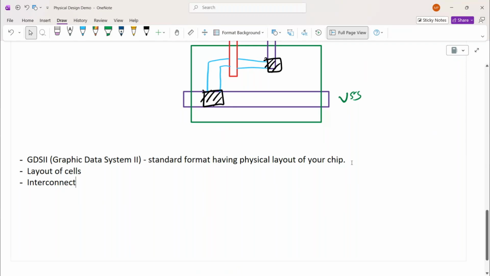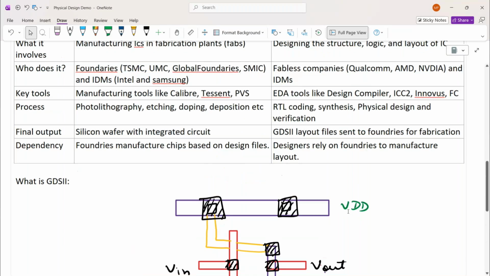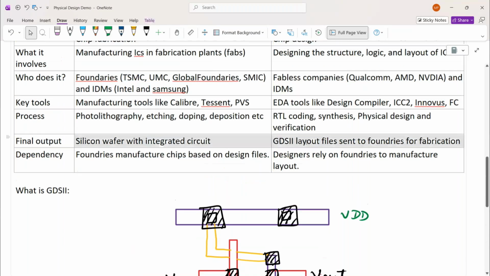That is the work of the foundry. They will take it and fabricate it. So this is GDS2, which I talk about, that we are the last people creating GDS2, and it is going to the foundries, right?